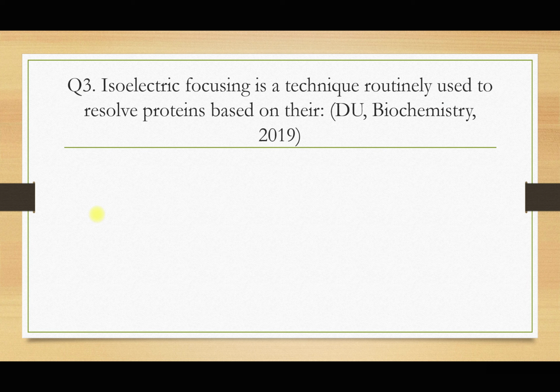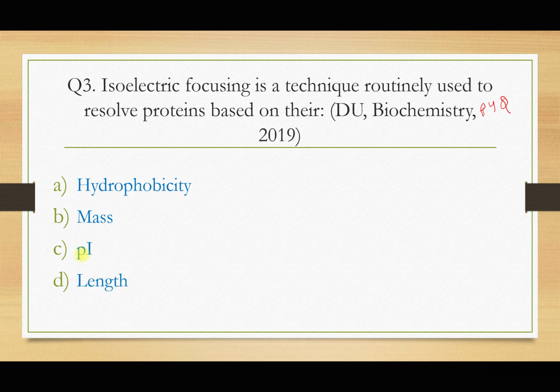Tiselius. Question number 3. Isoelectric focusing is a technique routinely used to resolve proteins based on their. This question is a previous year question. It has been asked in the DU exam, Biochemistry entrance exam 2019. Option A, hydrophobicity. Option B, mass. Option C, pI. And option D is length.